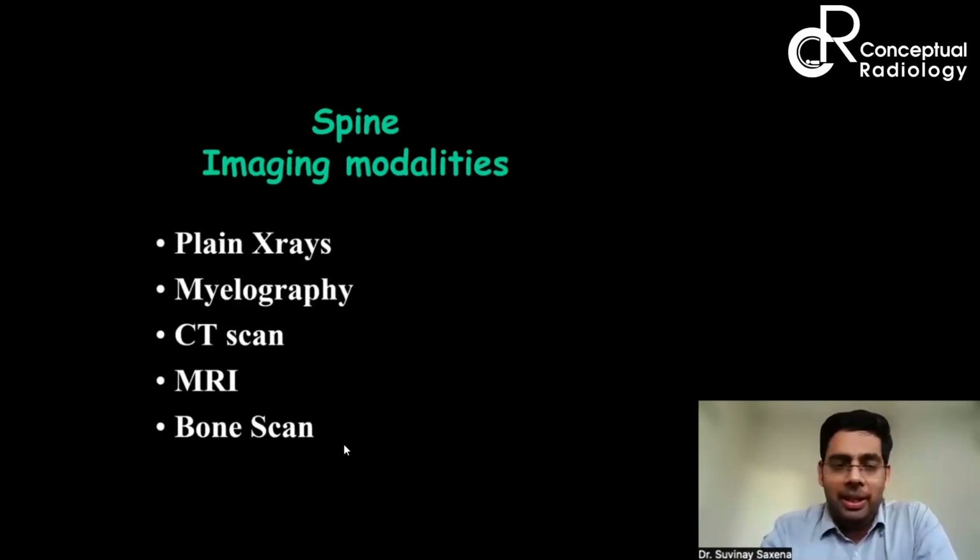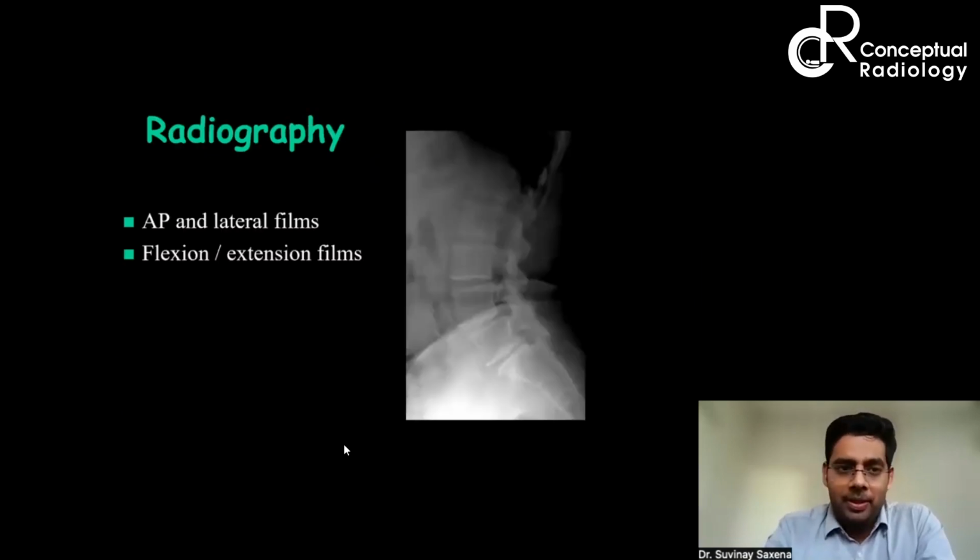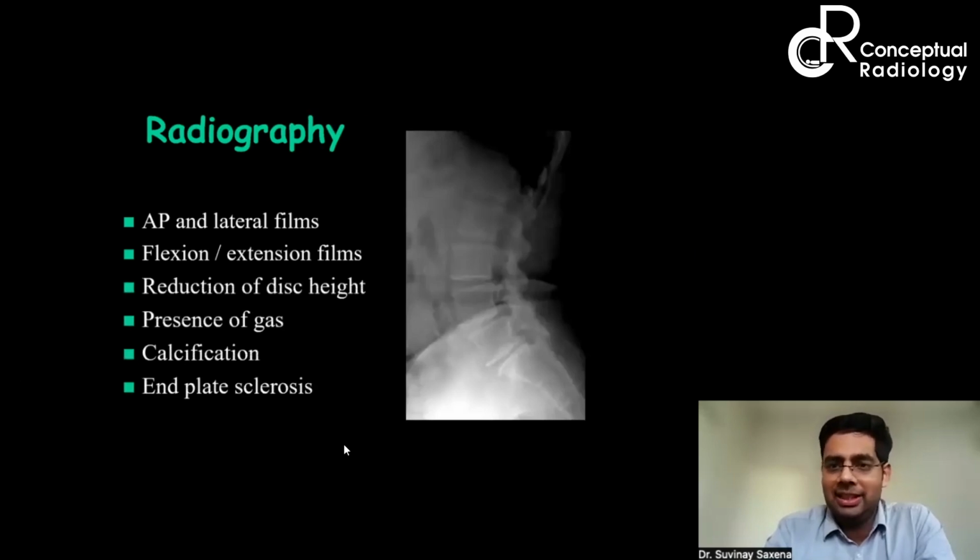Now we have different spine imaging modalities, starting from radiographs. You have lumbar spine, cervical spine laterals, APs, myelography, which is almost obsolete now. We do CT scans, we do MRIs and bone scans, right? So radiography, we do AP and lateral films, we do flexion extension films.